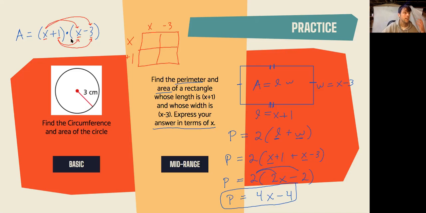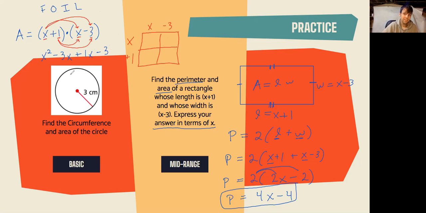Another name for this is FOIL. It stands for: you multiply the first things together, the x and the x, then the outer things, x and minus 3, then the inner things, the 1 and the x, and the last things, the 1 and the minus 3. It all comes down to making sure you know how to multiply two things together like this. Either way, we get x squared, x times minus 3 is minus 3x, 1 times x is 1x, and then 1 times minus 3.